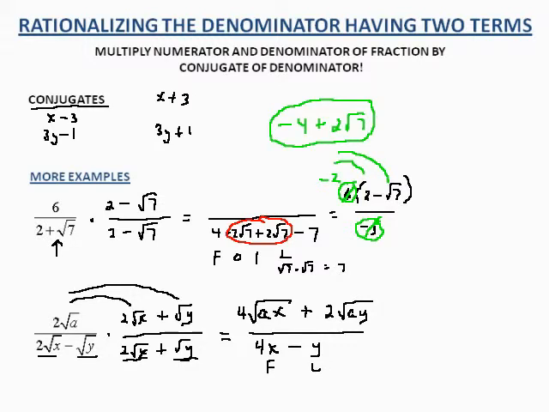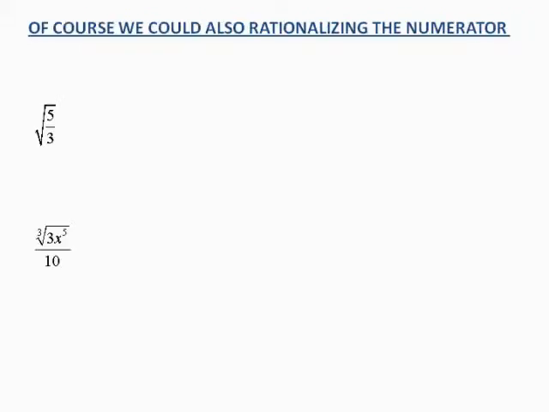All right, last slide here, last graphic. Or, of course, we could also rationalize what's called the numerator. All right, so let's just do a few basic examples here. You don't see this as much, but you can get the radicals out of the top if you wanted.